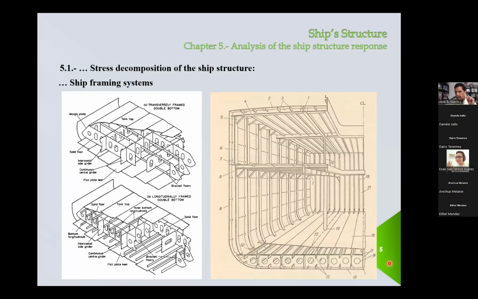Why do some structures have holes in the corners? I don't know how to say it in English, but is this "aligeramientos"? Yeah. Well, there are several reasons.